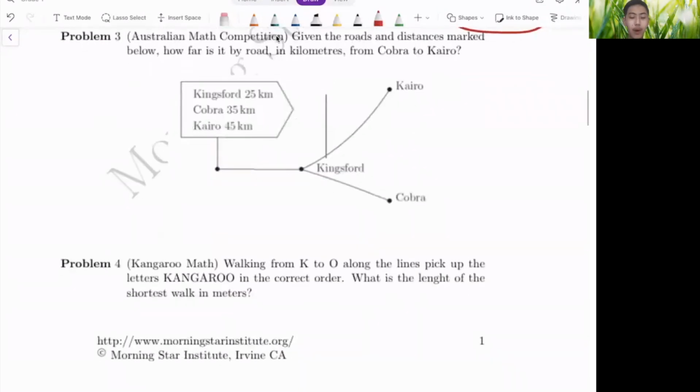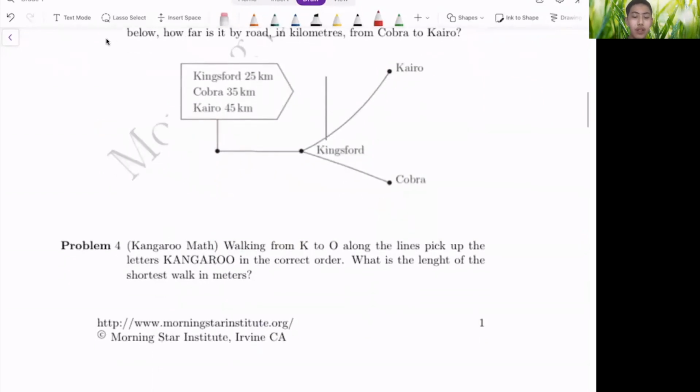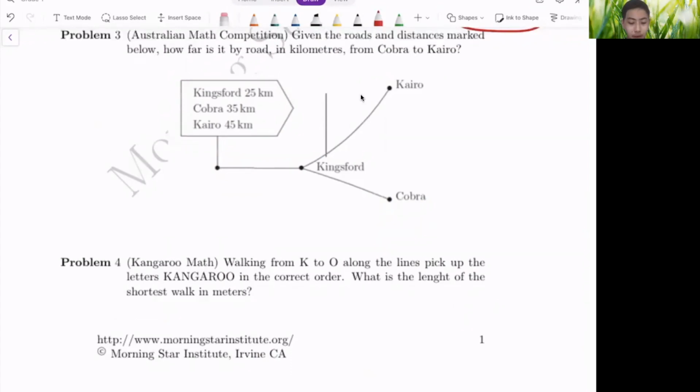Problem 3. Given the roads and distances marked below, how far is it by road in kilometers from Cobra to Cairo? So as we can see here, Kingsford is 25 kilometers, Cobra is 35 kilometers, and Cairo is 45 kilometers. So let's write this all out. So first off, it says Kingsford is 25 kilometers, so therefore this is 25. And then it says, how far is it by road in kilometers from Cobra to Cairo? Well, let's write out Kingsford to Cobra first. So we know that Kingsford is already 25 kilometers and Cobra is 35. So the remaining number should just be the distance from Kingsford to Cobra, and that is just 10. So in green, let's write out 10.